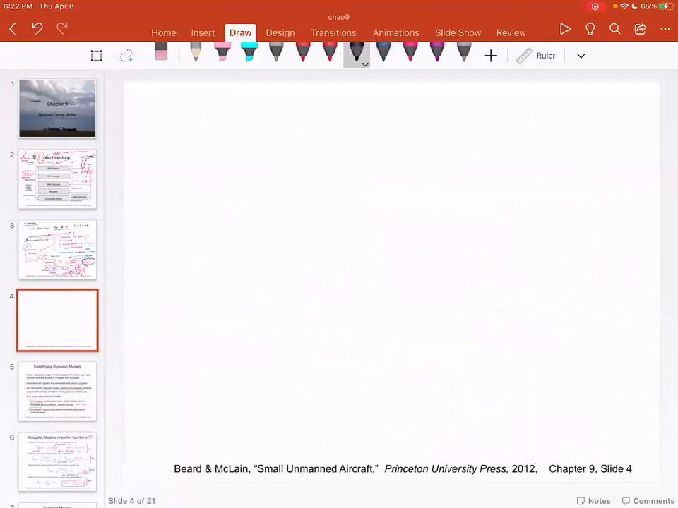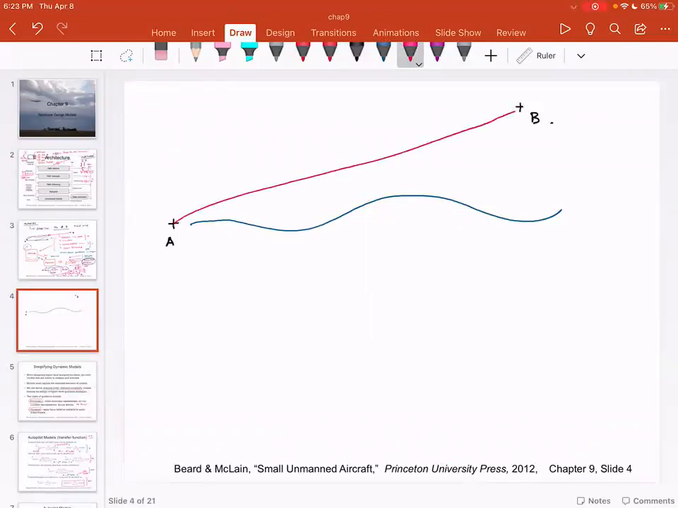So the basic problem is this: you have a point A, you have a point B, and you want your aircraft to go from point A to point B. Typically you have some sort of path on the ground, but the aircraft needs to fly from point A to point B. For the sake of simplicity, let's assume that this path is a straight line path.